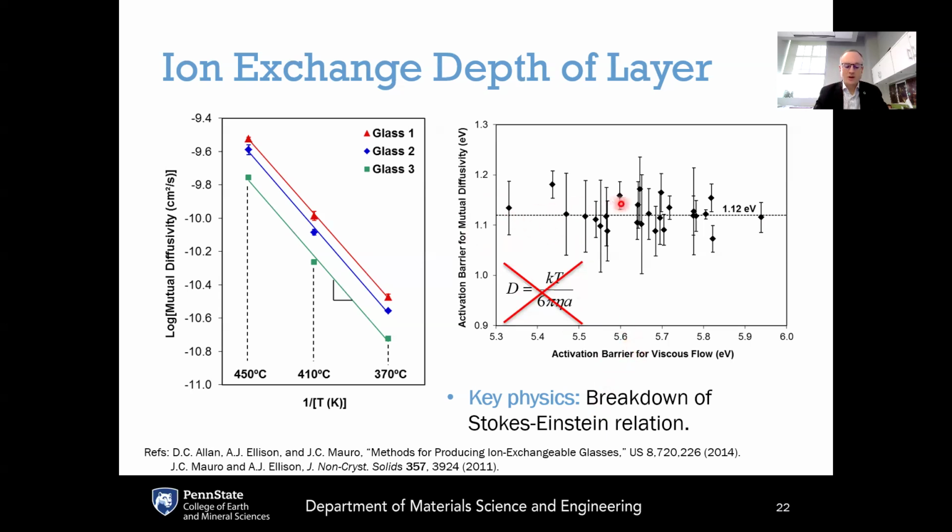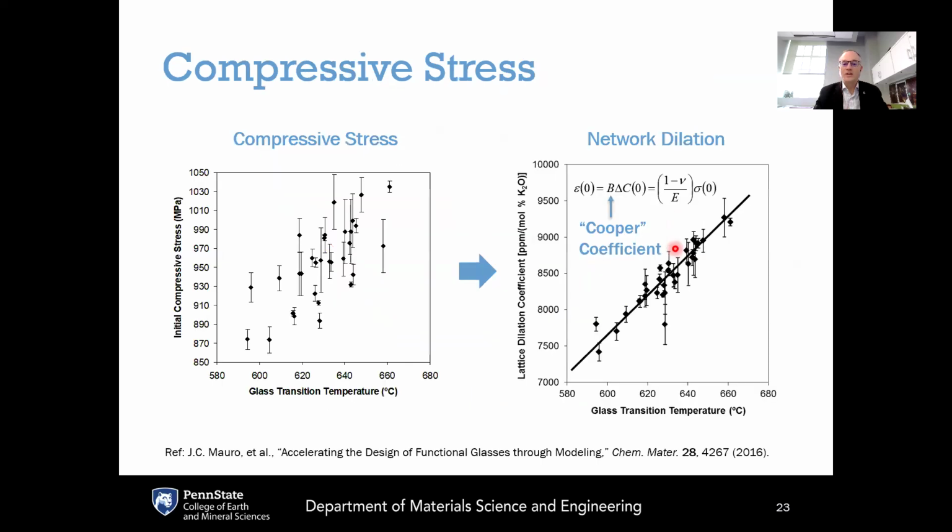But what we've shown here is that they are varying completely independently of each other. And so when designing an ion exchange glass, it's important to note that there is this complete breakdown of the Stokes-Einstein relation.